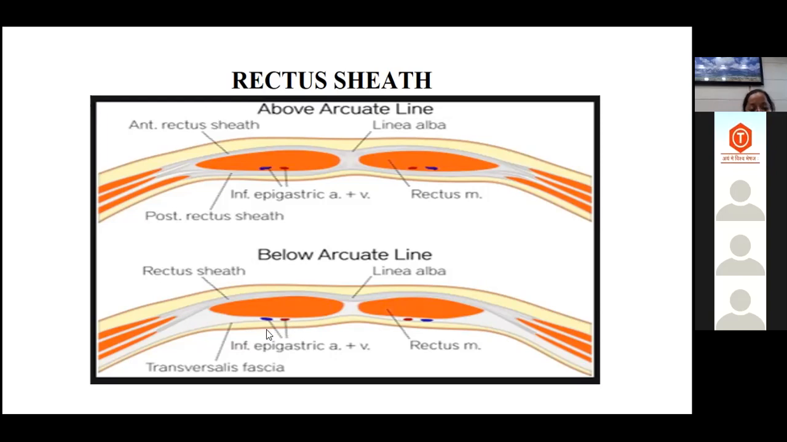Supposing you have injured this, it will be just below the rectus muscle and above the posterior rectus sheath. Normally this is not below the arcuate line; it will be above the arcuate line, above the posterior rectus sheath and below the rectus muscle. It will not be below the fascia. If it is below the fascia, it will be in the abdomen. So what is the management of a rectus sheath hematoma?